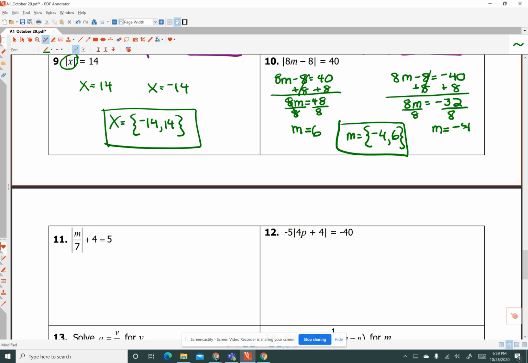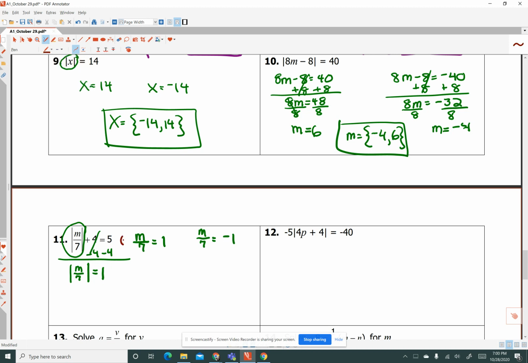Okay, let's move on to the next problem. We need to isolate this absolute value term, so we will subtract 4 from both sides of the equation. That's the first thing we need to do. And then we have the absolute value of m divided by 7 equals 1. So we make two cases. We remove the absolute value bars, and we have m divided by 7 equals 1, and m divided by 7 equals negative 1.